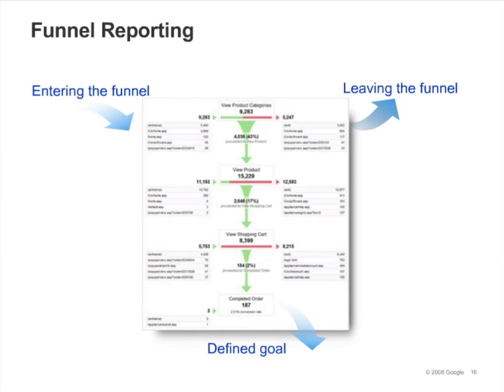If you define a funnel for a goal, Google Analytics populates the funnel visualization report, shown here in the slide. On the left, you can see how visitors enter your funnel. On the right, you can see where they leave the funnel and where they go. The middle shows you how visitors progress through the funnel, how many of them continue on to each step. In this example, we can see that there were 9,283 entrances at the top of the funnel and 187 completed orders at the bottom of the funnel. This report is very useful for identifying the pages from which visitors abandon your conversion funnel.